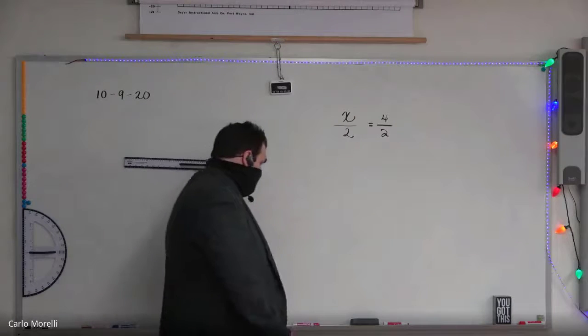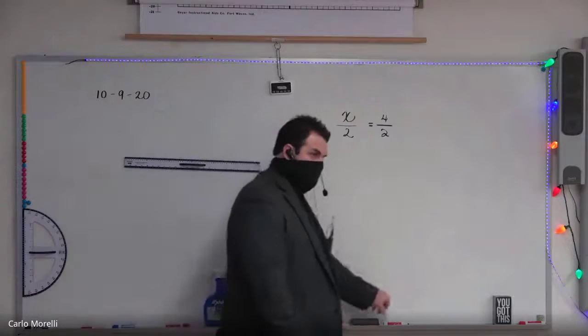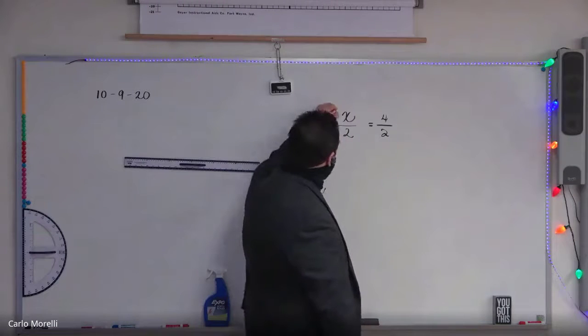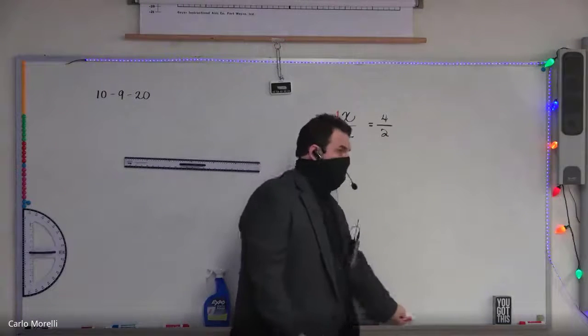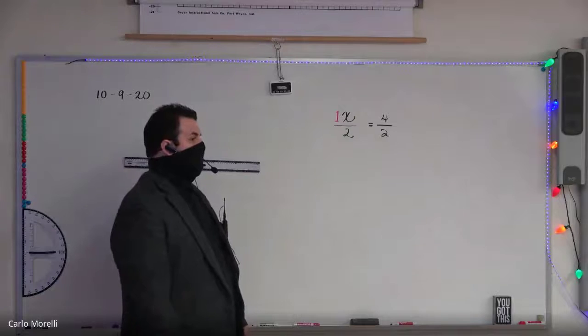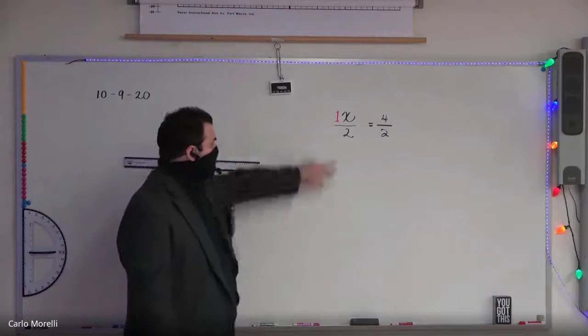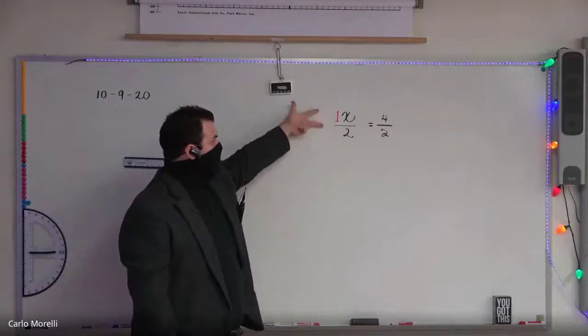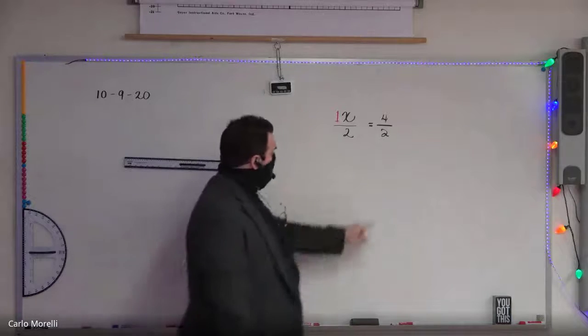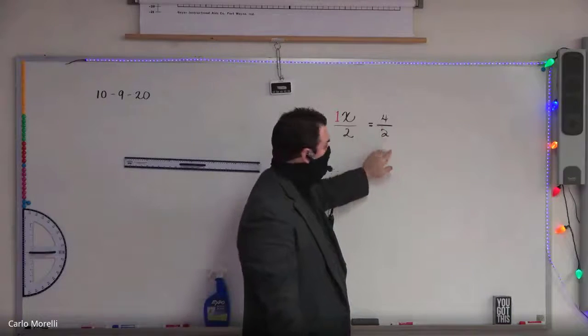Okay, here's what I need you all to think. I need you all to think that there's a 1 there. It's important, because you need to multiply by the reciprocal. By the way, what is 4 divided by 2? 2.